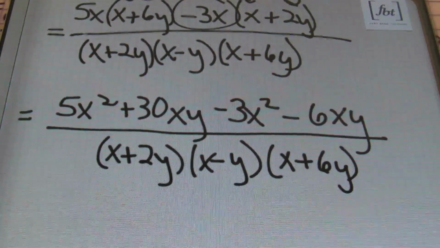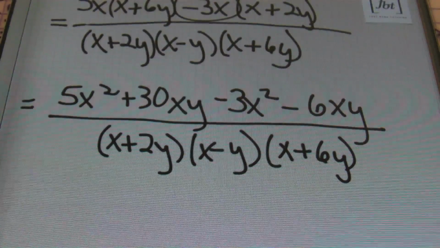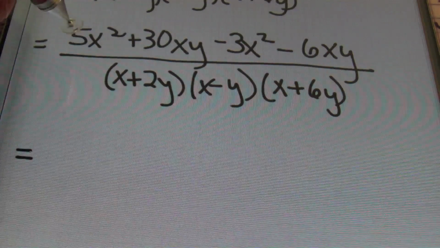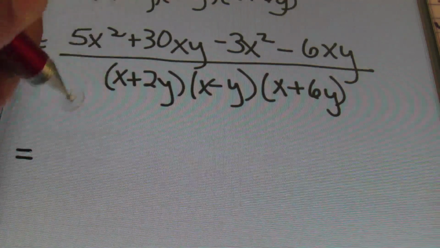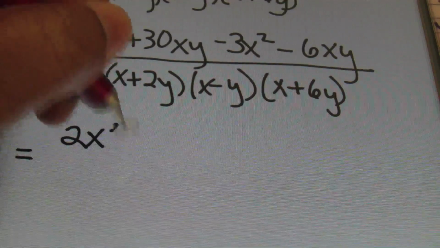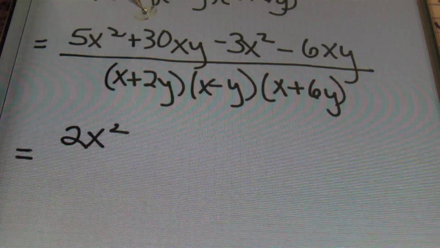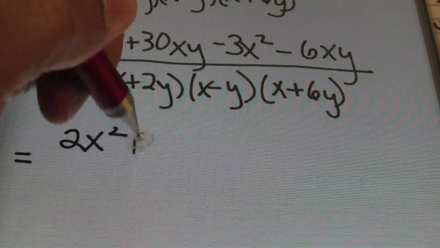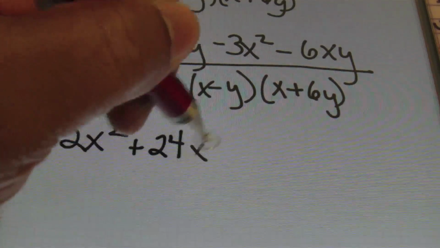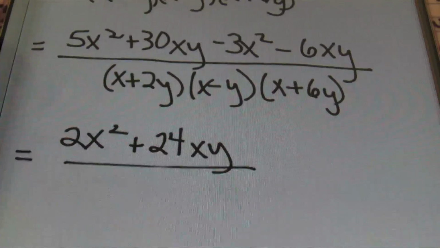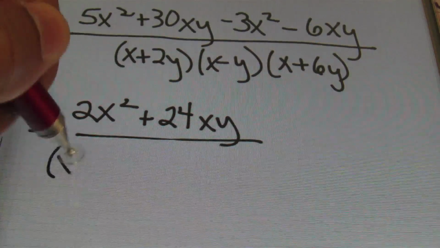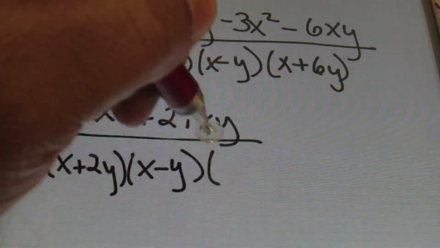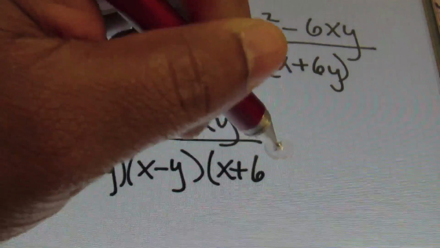All right, so what do we do now? Exactly, we combine our like terms in the numerator. So that's exactly what I'll do. I have 5x squared minus 3x squared. That gives me a result of 2x squared. Then I'm going to combine this 30xy minus the 6xy, and that gives me a positive 24xy. All of this is going to be over the common denominator, which is x plus 2y times x minus y times x plus 6y.